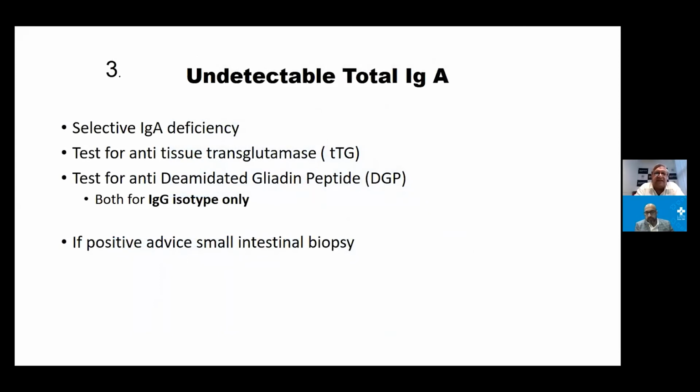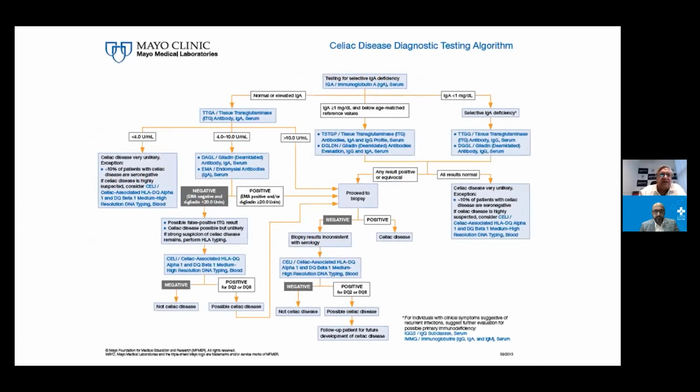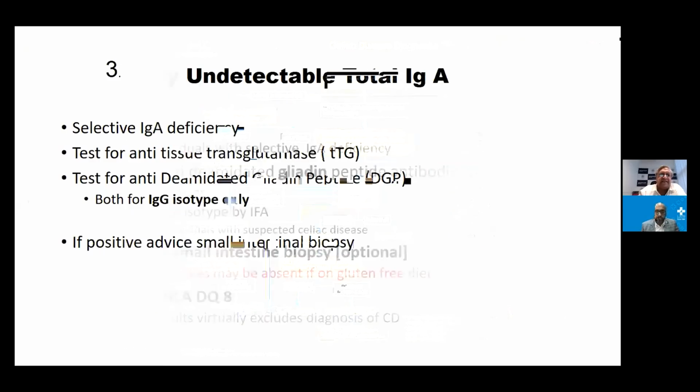If, on the other hand, there is undetectable total IgA, that would mean that the person has selective IgA deficiency. Then we should test for anti-tissue transglutaminase and anti-deamidated gliadin peptide, and for this both should be IgG type, because IgA is deficient, so we should do only IgG isotype. If positive, we can advise small intestinal biopsy. This is what the Mayo algorithm for investigation of celiac disease looks like.